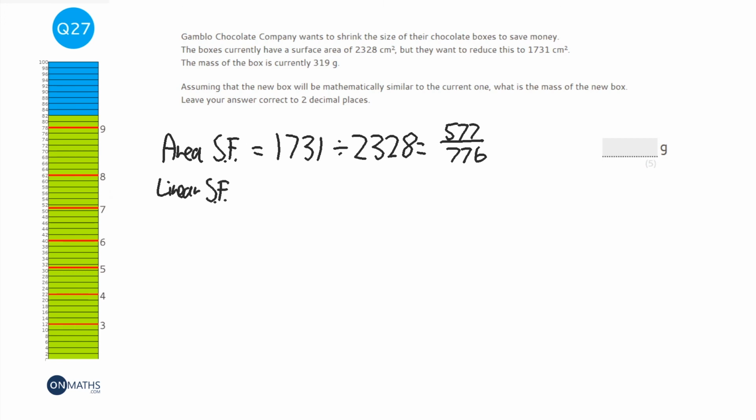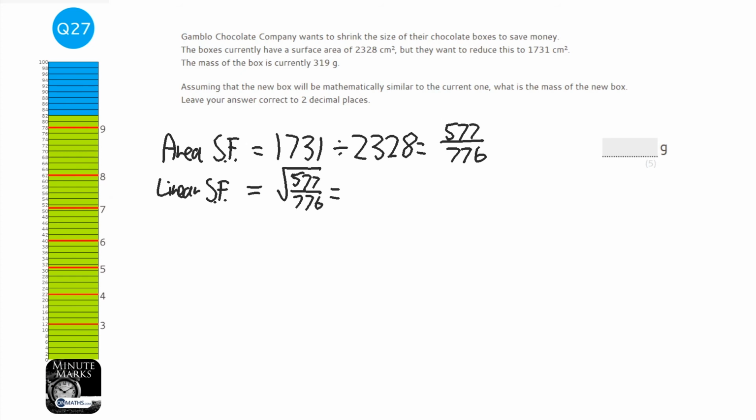Now, there's no linear involved in this, but we need the linear one to then find out what the volume scale factor is. Now, to find a linear scale factor from an area scale factor, all you need to do is square root it. So I'm going to square root 577 over 776, or I've just kept it in my calculator. So what I'm going to do is press the square root button and then just answer, which is at the bottom of the Casio calculators.